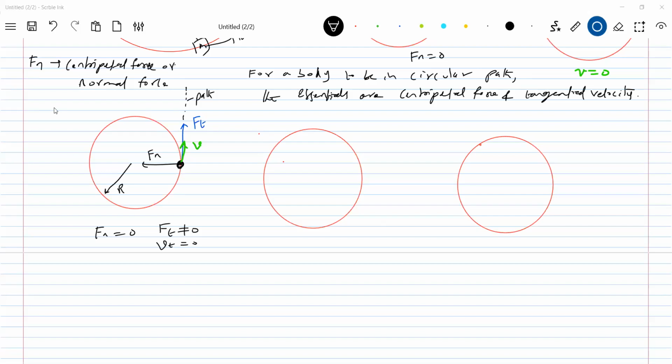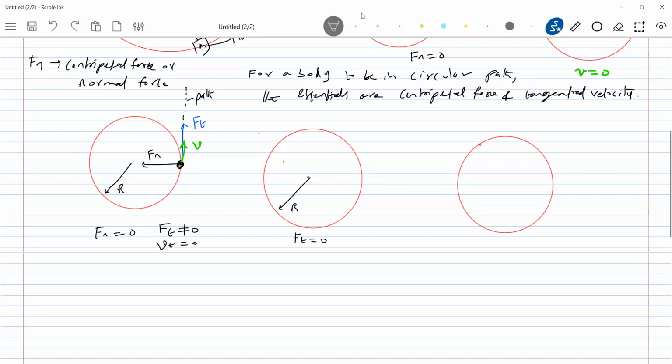Okay, now next situation. Let this be the circular path. I'll make Ft 0. So now it cannot be in a circular path. So with Fn 0, Vt 0, it will just move in a straight line path. I just showed a circle here. So now when Ft is 0, what are the forces that will be acting? Fn and the velocity, and this is the path.